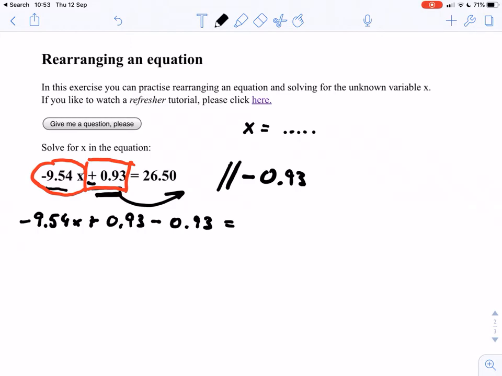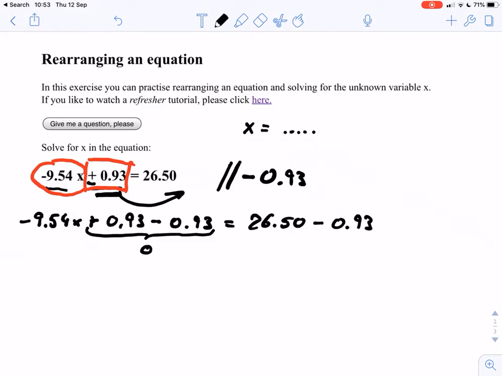equals, now we need to do exactly the same to the right hand side of the equation, 26.50 minus 0.93. And what we see here is that this part here, it eliminates itself, plus 0.93 minus 0.93, that gives us 0.